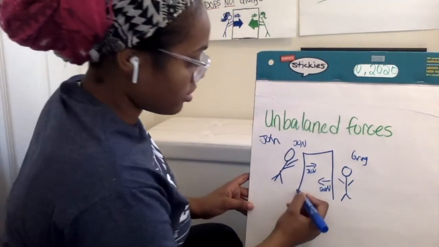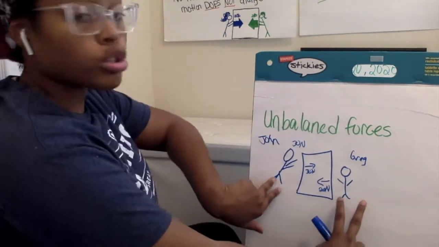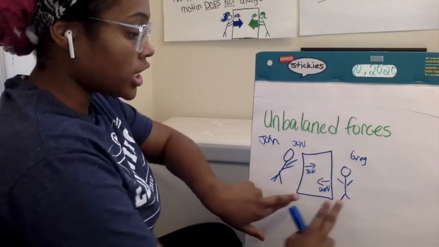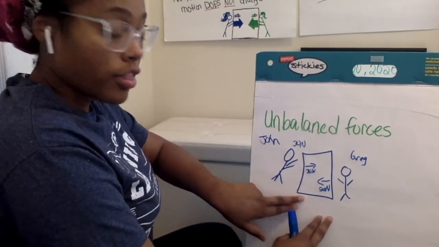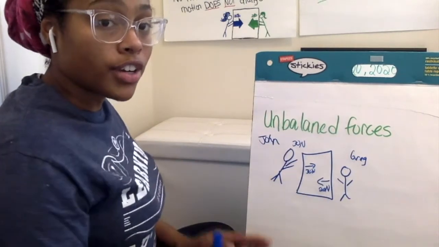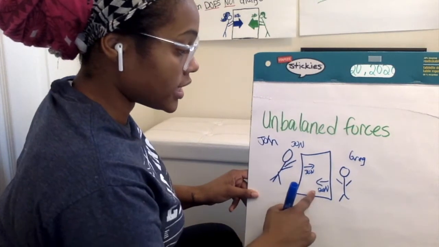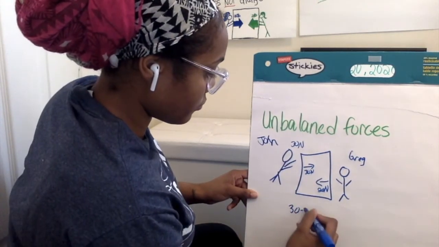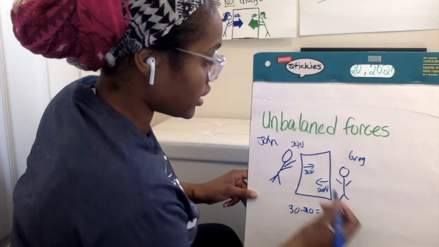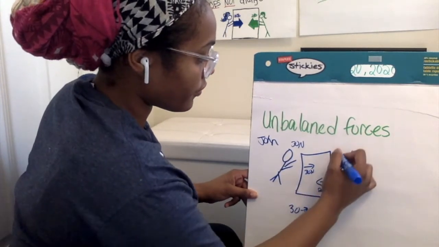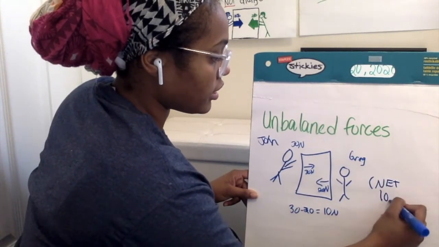Hear me out. Now, the net force for when two people on two opposite sides are pushing an object, you would have to subtract the forces that they are pushing to get their net force. So you would take 30 minus 20. You would get 10 newtons. So their net force would be 10 newtons.